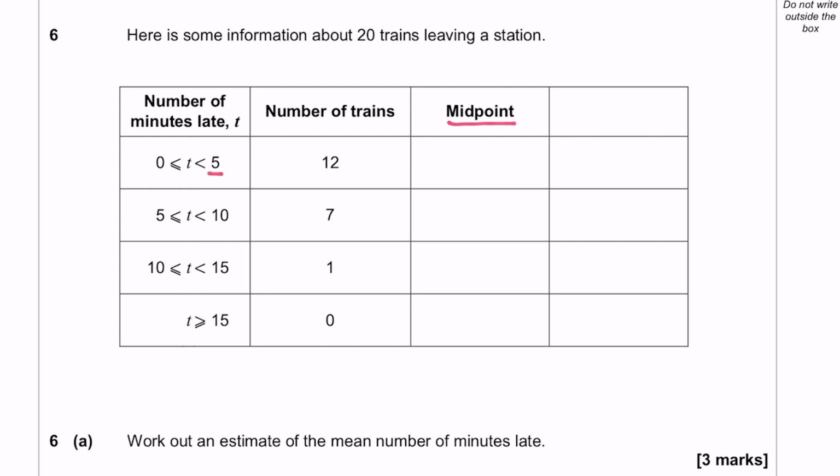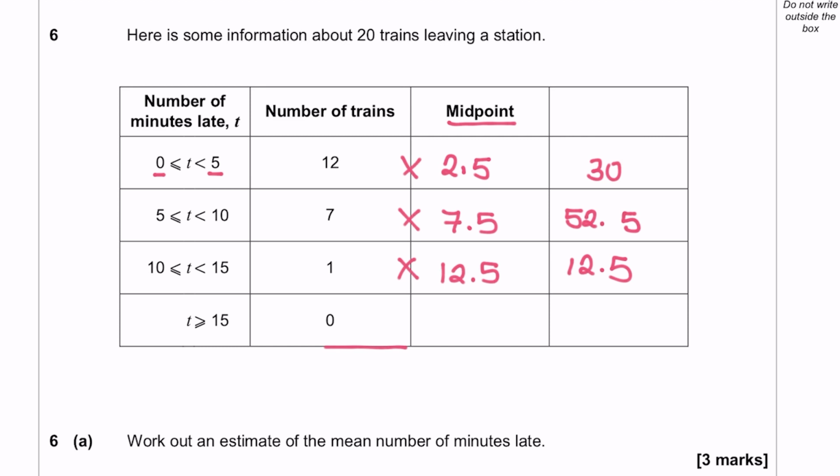So what's the midpoint of 0 and 5? Remember, midpoint: add the two numbers together, divide by 2. So 0 plus 5 is 5, divided by 2 is 2.5. 5 plus 10 is 15, divided by 2 is 7.5. 10 plus 15 is 25, divided by 2 is 12.5. And we don't need to worry about the last category, mainly because it's also 0, and we're going to be multiplying them up. What we then have to do is times across. So 12 times 2.5 gives us 30. 7 times 7.5 gives us 52.5. 1 times 12.5 gives us 12.5.